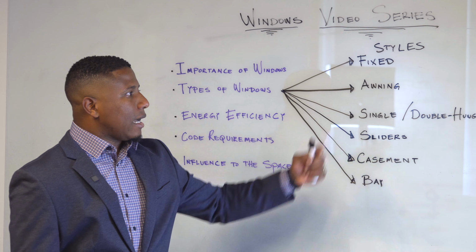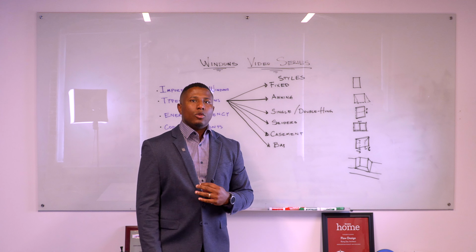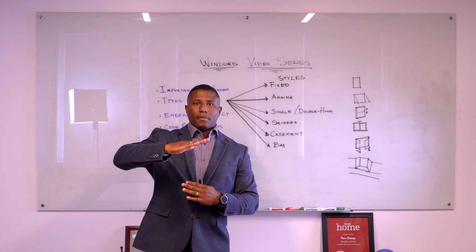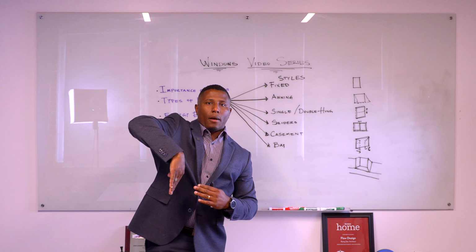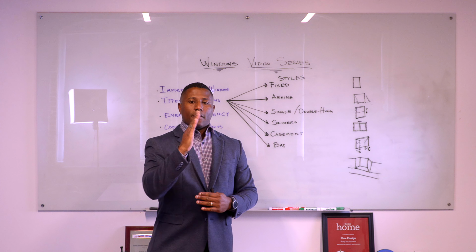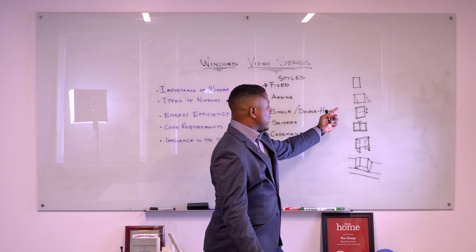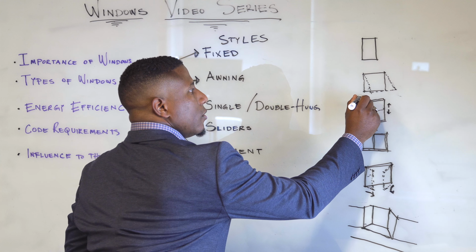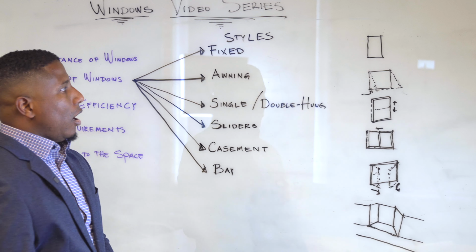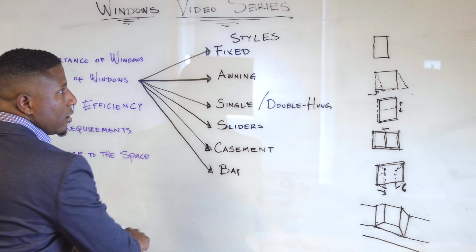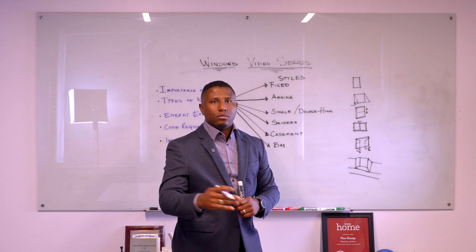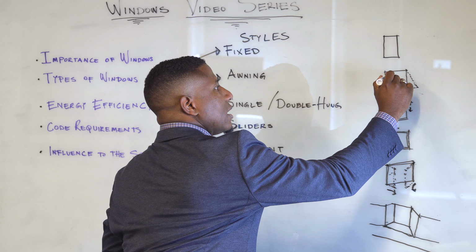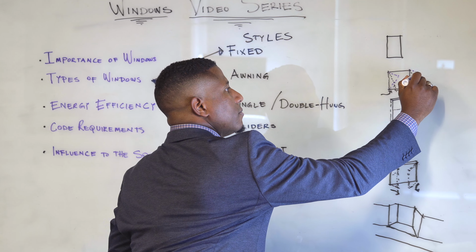The second type of window is an awning window. An awning window is a window that you can operate, but there are different types. You can operate it from the bottom up or from the top down. If you look at this diagram, I'm showing it from the bottom up. You can operate that window from the bottom up, but depending on the manufacturer and who you're trying to get this window from, you can get them so they open in the opposite direction.